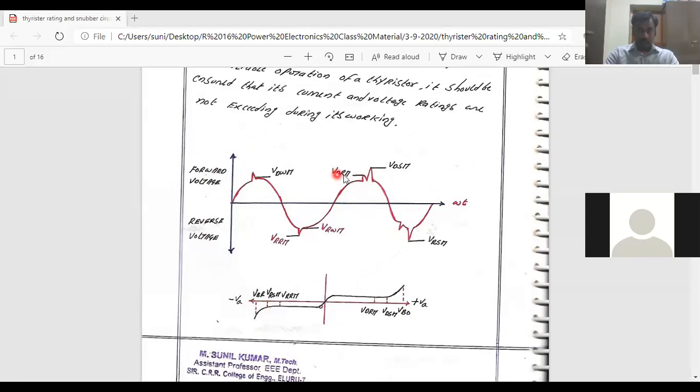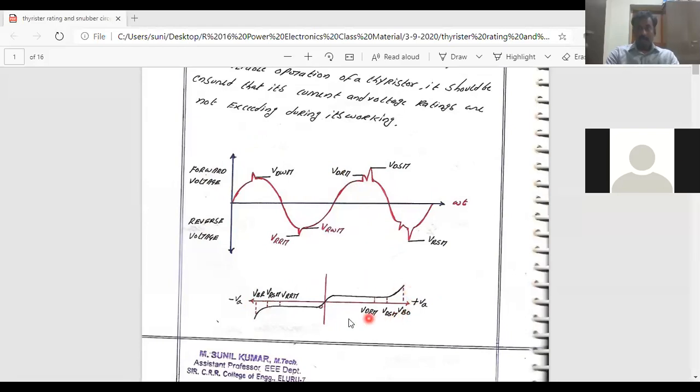Yes, sir. Okay, so previously, whenever we considered the static characteristics of the SCR, the static characteristics of the SCR give information related to forward breakover voltage. Similarly, reverse breakdown voltage, isn't it? So whenever the voltage value reaches beyond this, the SCR moves to the conducting state. That is what we are familiar with up to now.